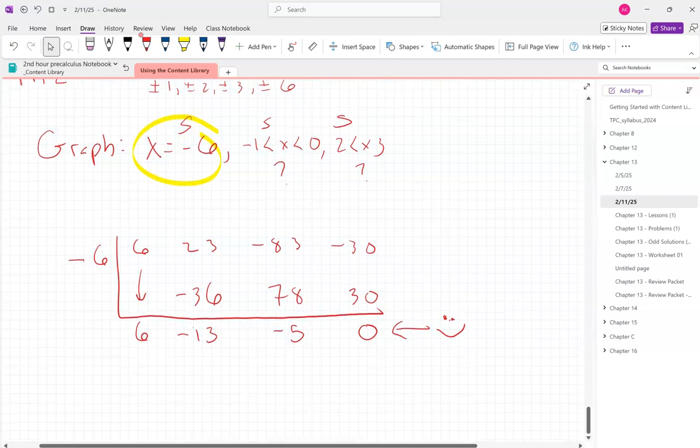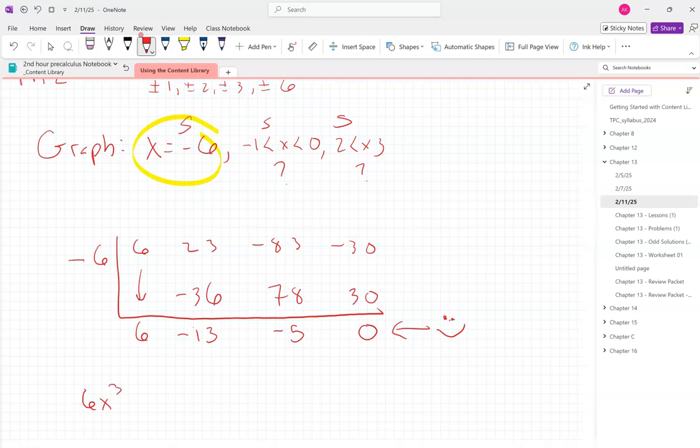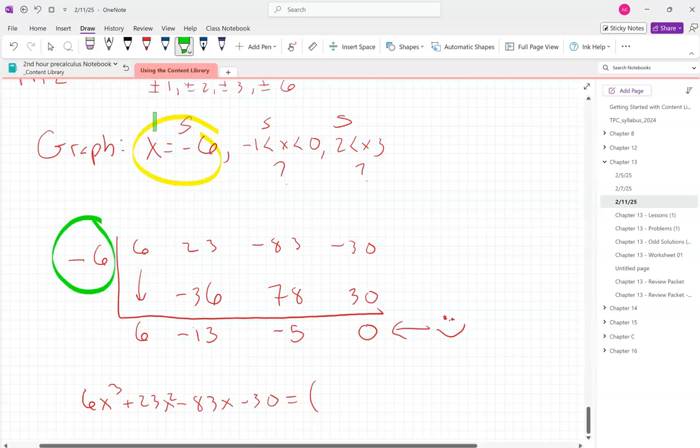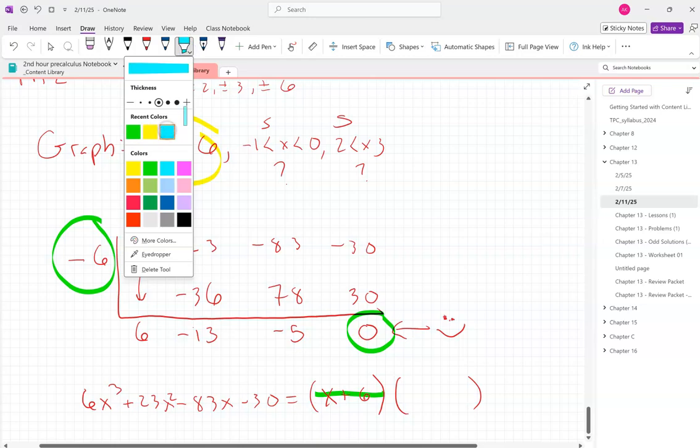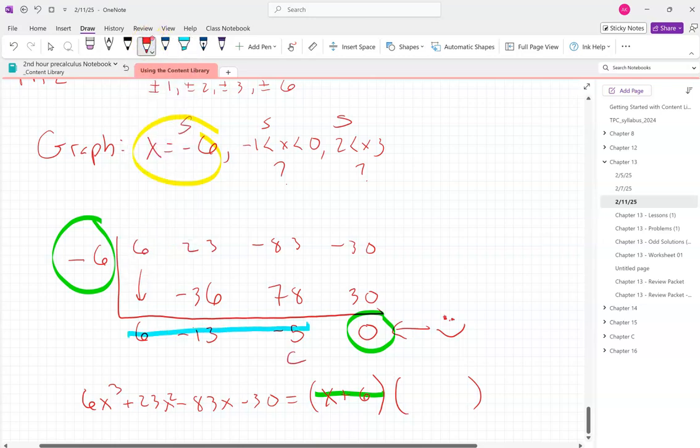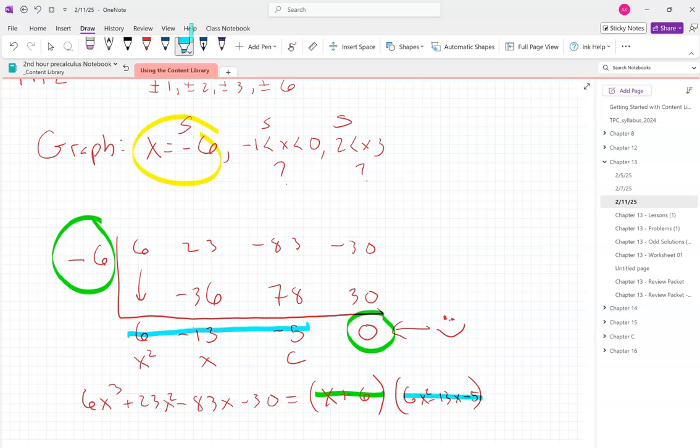Woo, doggy! So what this is going to say for us then is 6x cubed plus 23x squared minus 83x minus 30 is going to equal x plus 6 times, again, remember this is the constant, the x coefficient, and the x squared, 6x squared minus 13x minus 5. Does that feel okay?